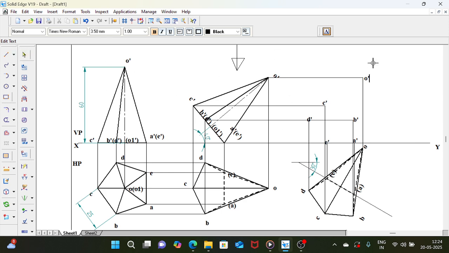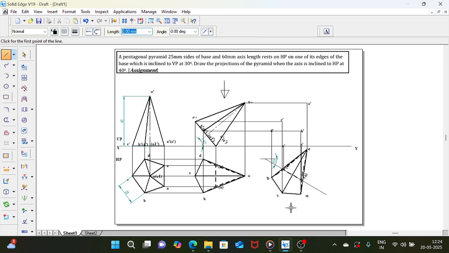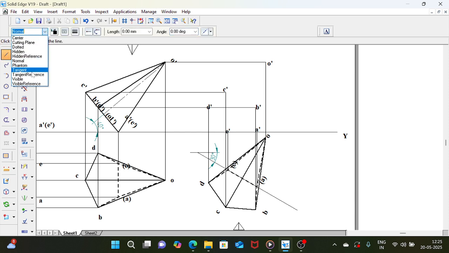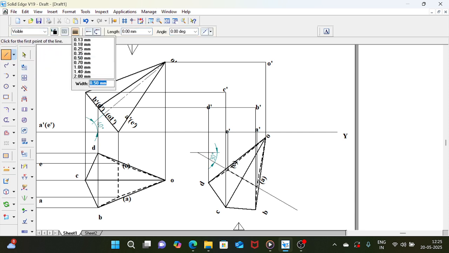Okay, so once all the points are covered, no need to take O1 here. O1 is not required. It's just an imaginary line, the axis line. So when you see from the front, what happens here? The arrow just shows the observing direction; no need to draw it in your case. When you see from the front, the base is near to the observer, the apex is away from the observer. So you have to make the base visible. All the edges of the base must be visible when it is near to the observer.